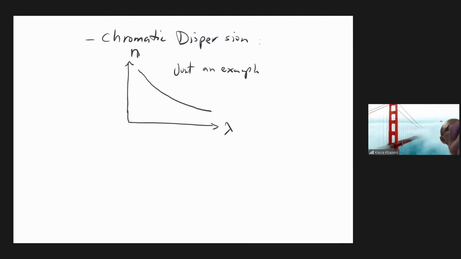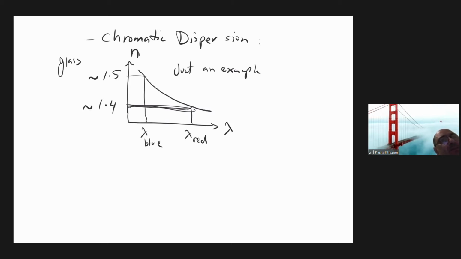In the case of glass, the index of refraction is larger for blue. This is red. So the index of refraction for blue is larger, as you can see. I'm just cooking up these numbers, but the index of refraction is different for different wavelengths.